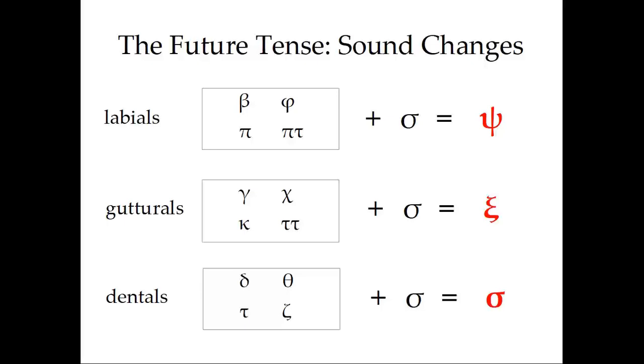Guttural is made with the throat. Dental is made with the teeth. Delta, tau, theta, plus sigma equals sigma, actually. So that dental disappears, and we're just left with a sigma. This list of changes is actually applicable in other cases as well, so it's a handy chart. There is not, unfortunately, a version of this, I don't think, in our grammar book.